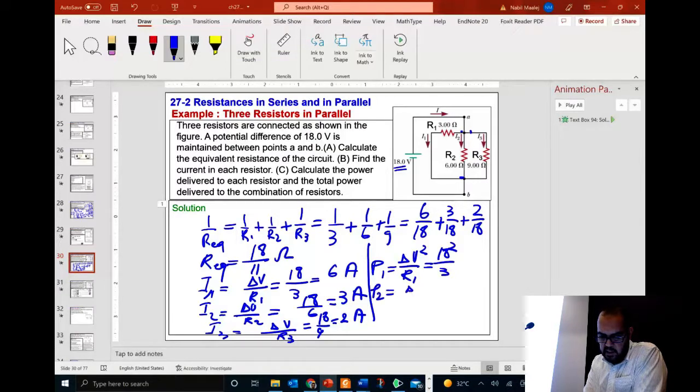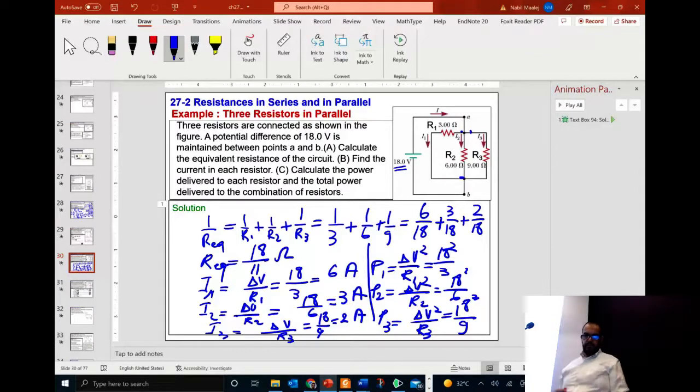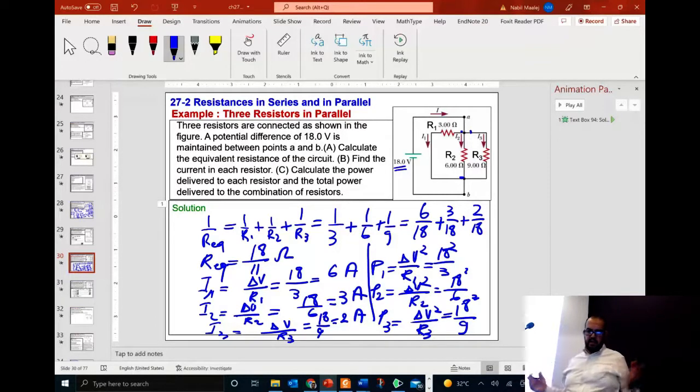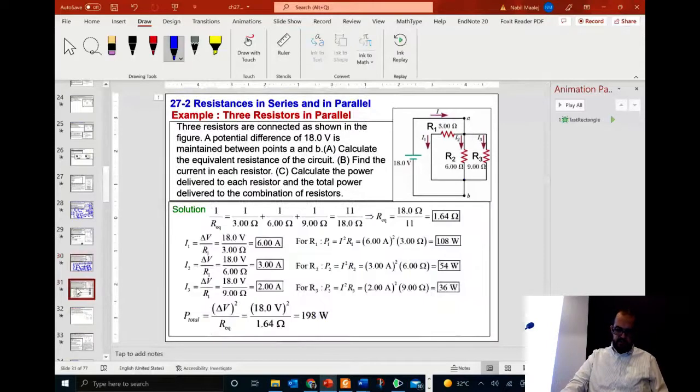P2 is delta V squared divided by R2, so this is 18 squared divided by 6. And P3 is delta V squared divided by R3, which is 18 squared divided by 9. You get the power. So you see resistance circuits are easier or simpler than capacitive circuits. These are the values that we find in this problem.